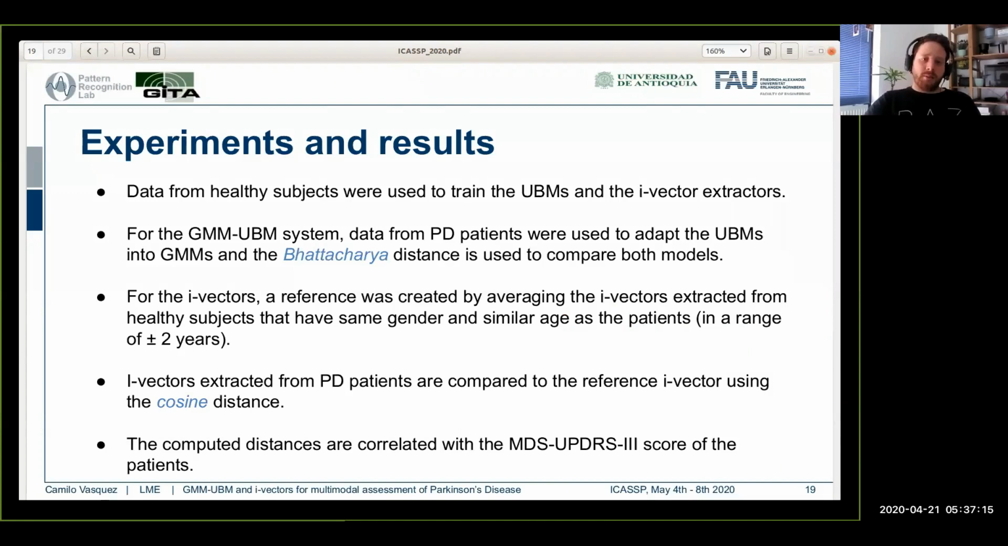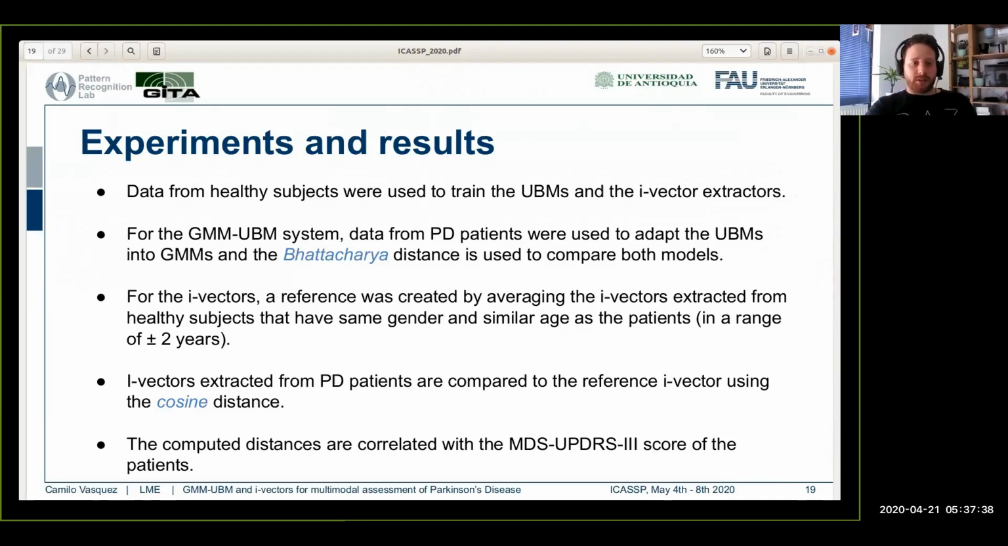To summarize a little bit, data from healthy subjects is used to train the UBMs and the i-vector extractor. For the GMM-UBM system, data from patients were used to adapt the UBMs into specific GMMs. Then, the Bhattacharyya distance is used to compare the GMM and the UBM.